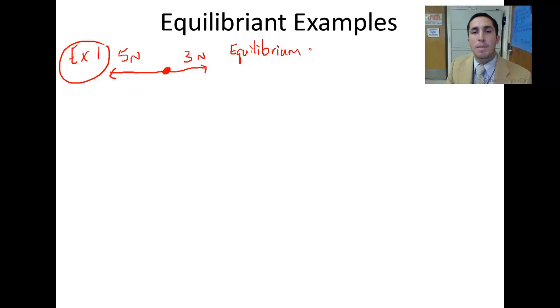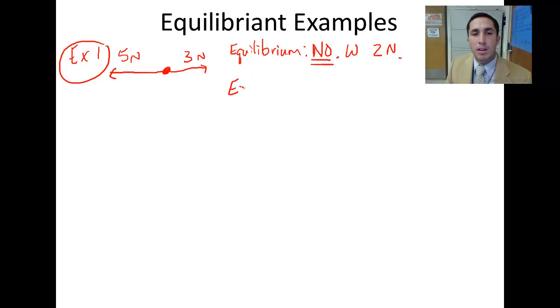Is it in equilibrium? Let's see, you've got 5 newtons to the west, 3 newtons to the east. Will those cancel each other out? The answer is no, they will not. So it is not in equilibrium. And what direction is it moving in? How much force is it moving in that direction? The answer is it is moving to the west at 2 newtons. Alright? So it's not in equilibrium. It's moving to the west at 2 newtons.